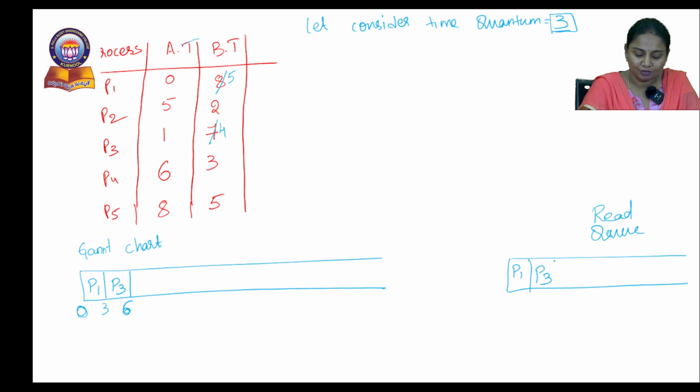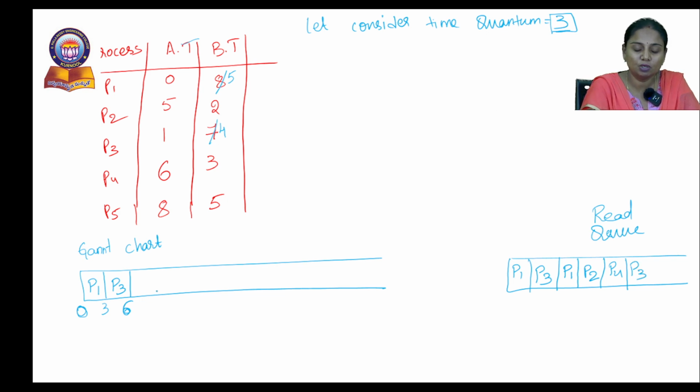So now after 3, P1 is already there with the less arrival time, and P2 is also arrived in the queue, and P4 is also arrived in the queue, and P3 still has burst time to utilize the CPU, so we have to keep P3 also in the ready queue.